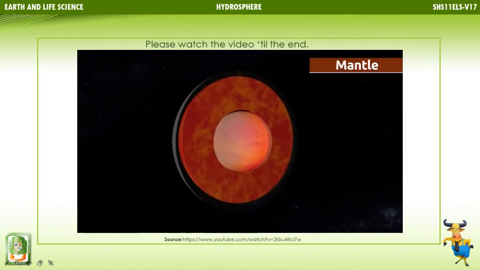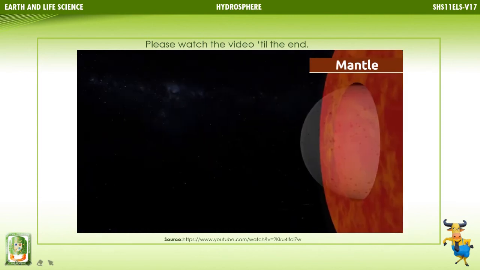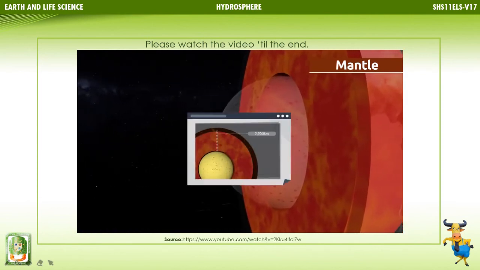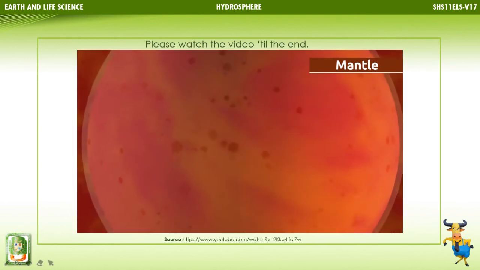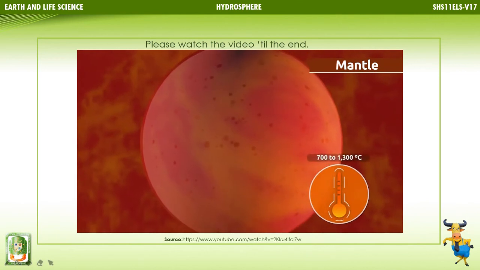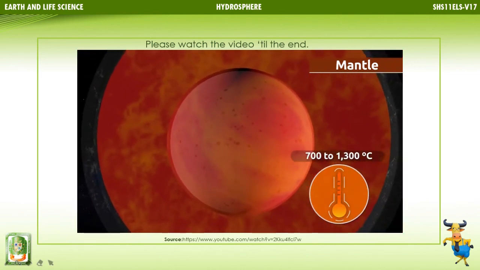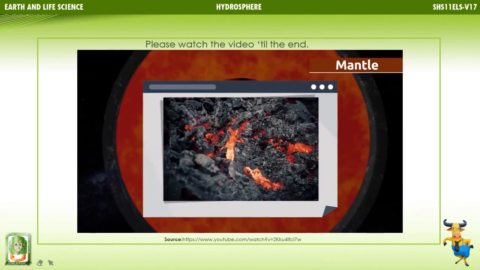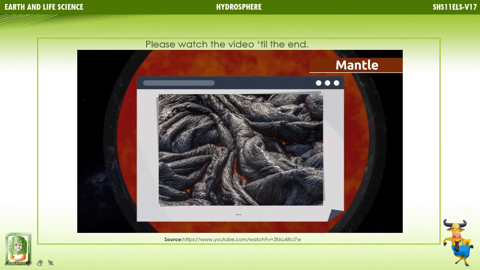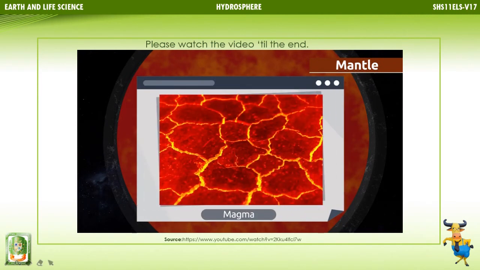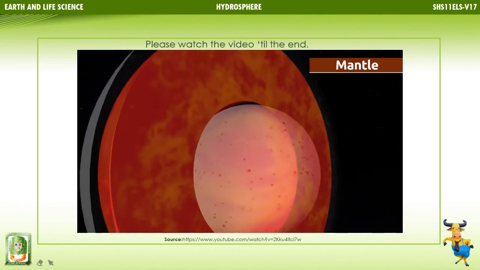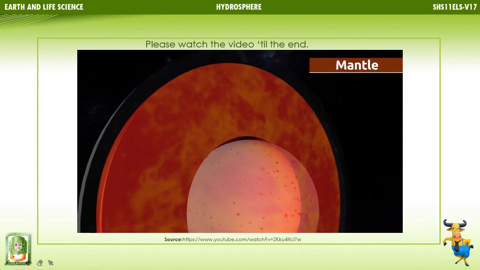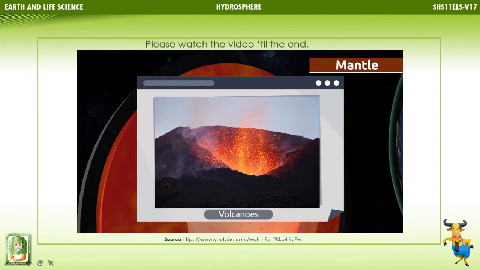The second layer of the geosphere is called the mantle. It is 82% of the Earth's volume, being 2,900 kilometers thick. The temperature of the mantle is really high, ranging from 700 to 1,300 degrees Celsius. That's why it's made up of molten rock called magma. Sometimes magma finds its way up to the surface and flows up through the void between the tectonic plates. This is when volcanoes erupt.